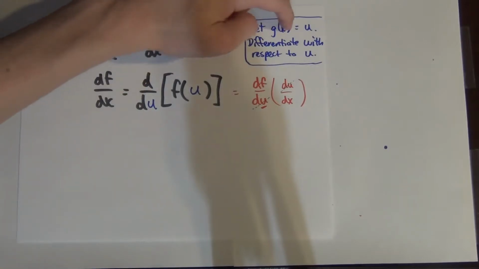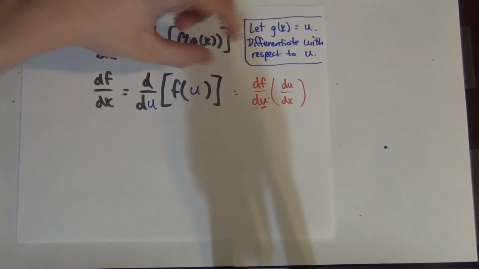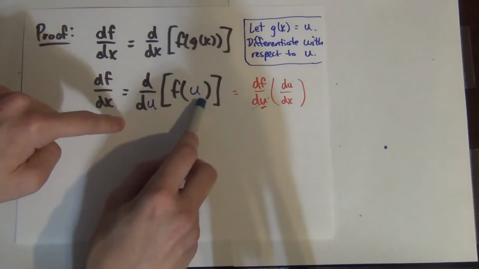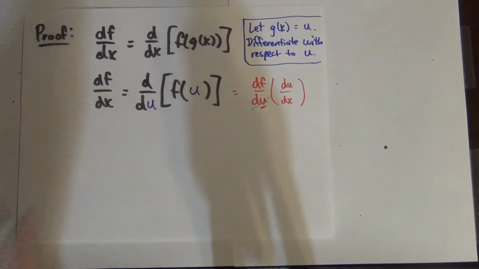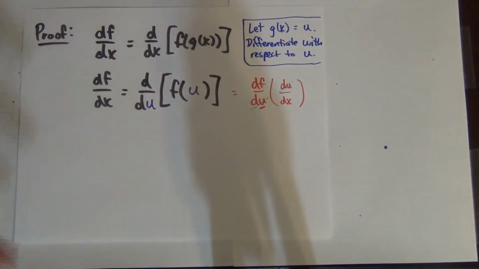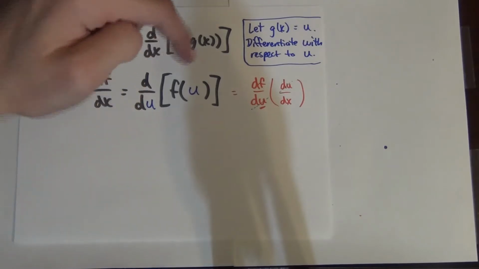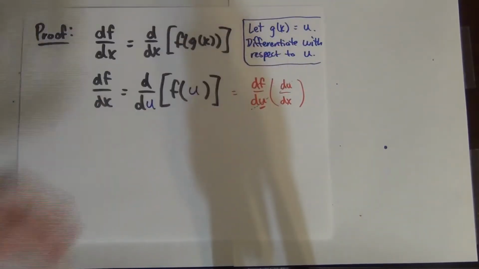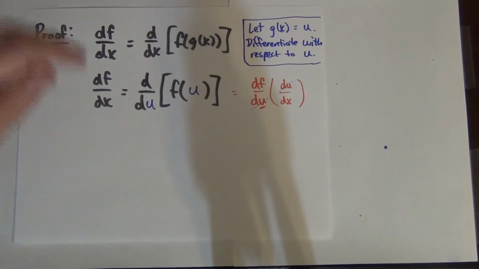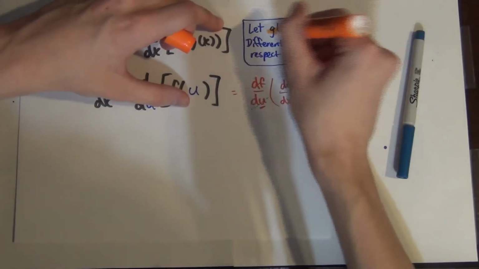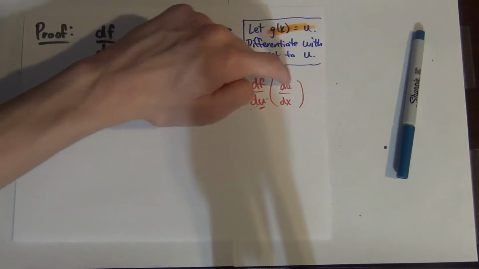So we're letting g of x, this complex function inside a function, equal u, and we're differentiating with respect to u. So this is giving us the derivative of the function with respect to u. Now I'm saying in addition, we have to multiply this function by du dx. What is du dx? Well, remember in the very beginning when we let g of x equal u, so all I need to do is find du dx.